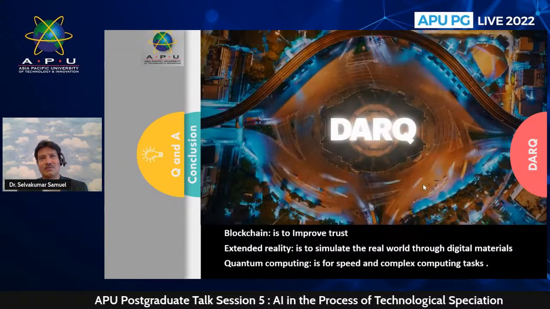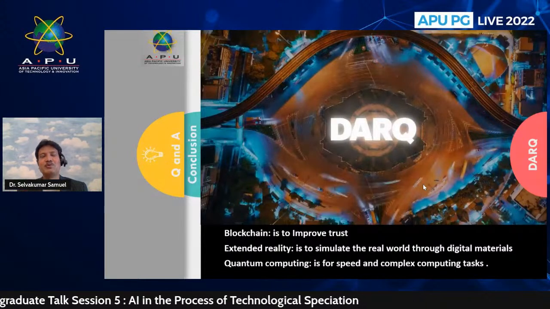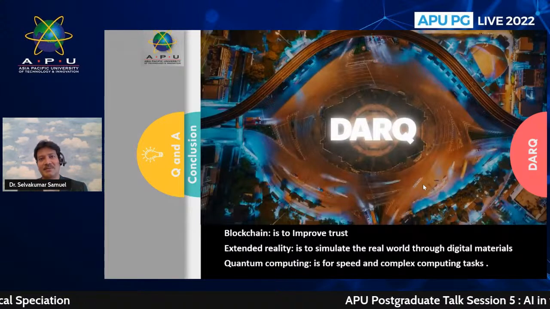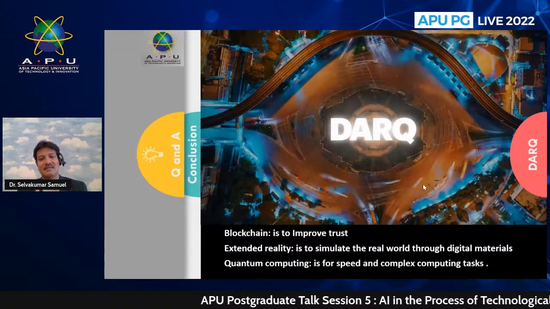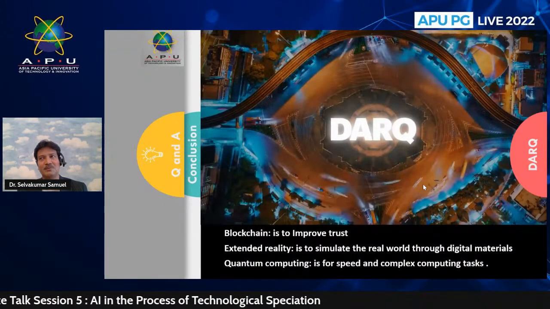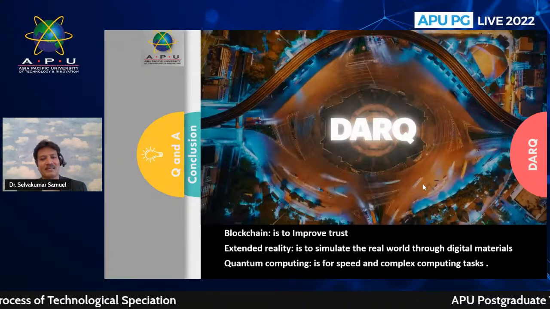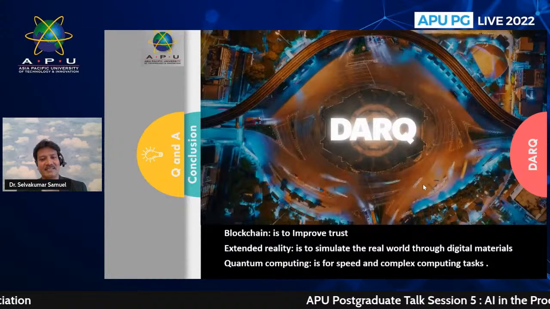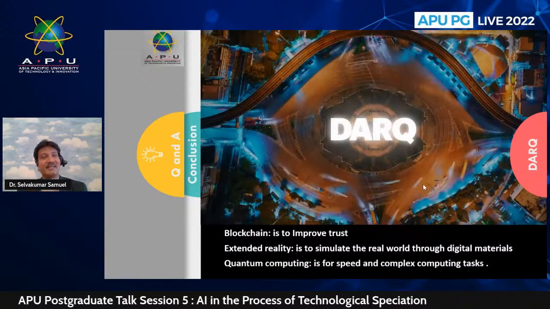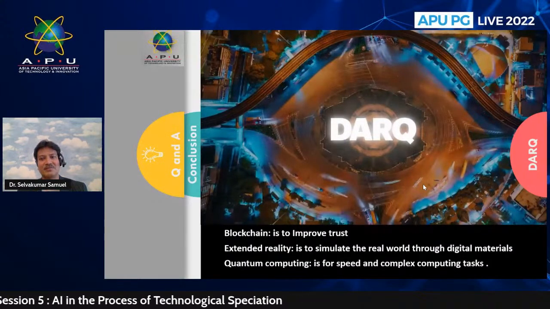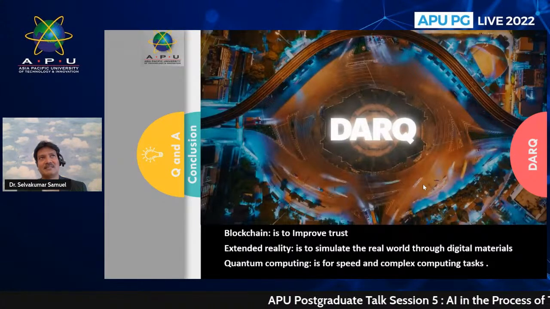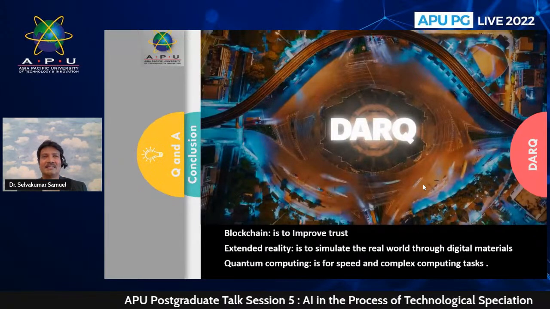This ability allows computers to store huge amounts of data and quickly solve complex problems by exploring multiple solutions at the same time, because that is another capability of quantum. Blockchain, of course, you know, are the distributed ledgers. In one word, if you want me to say, improve trust. The immersive technologies are extended reality, simulating the real world, whereby you can get an immersive experience that will help you to explore the digital materials through the extended reality devices.